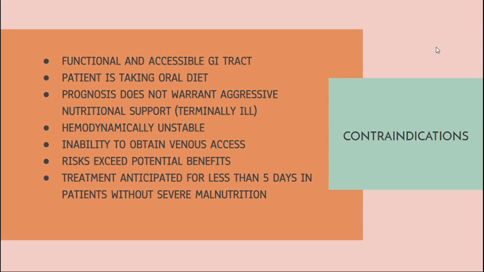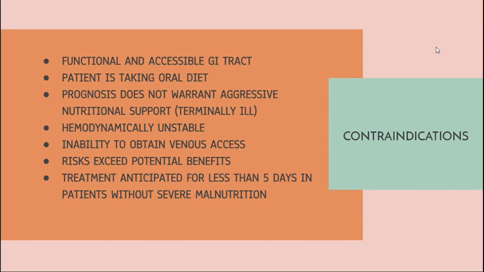Contraindications of TPN. First is when patients have a functional and usable gastrointestinal tract capable of absorption of adequate nutrients. Next is when the patient is taking an oral diet. Next is when prognosis does not warrant aggressive nutrition support. It should not be used when malnutrition is due to rapidly progressive disease that is not amenable to curative or palliative therapy. It is not to sustain the hopelessly ill and may only prolong suffering.